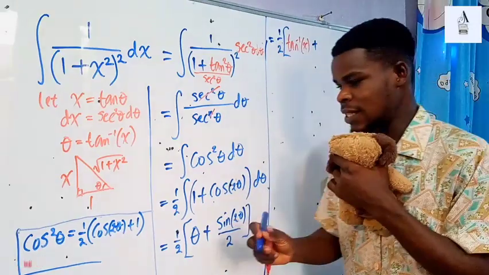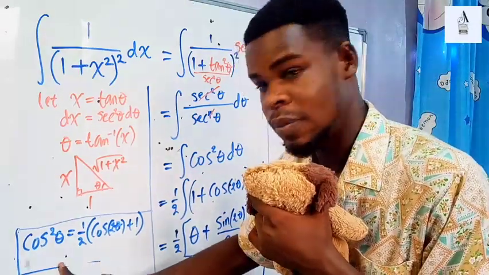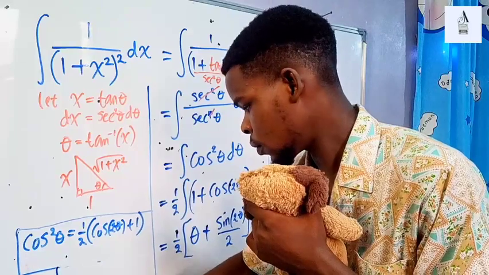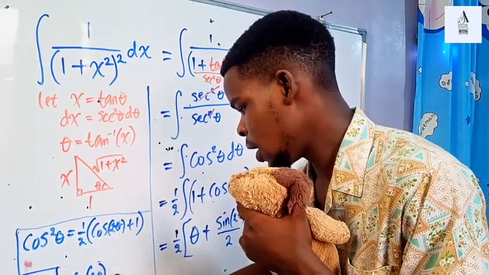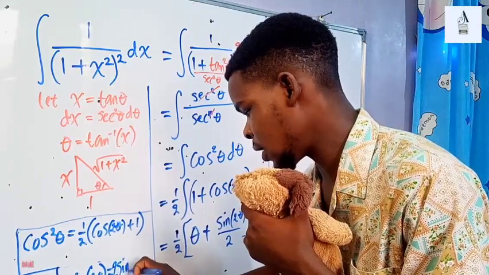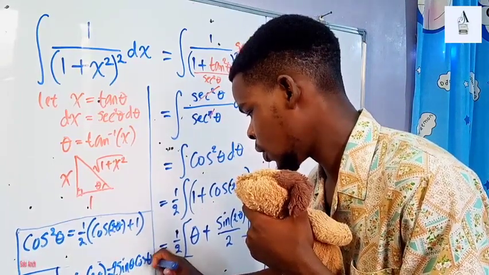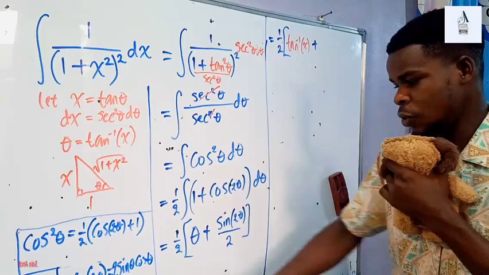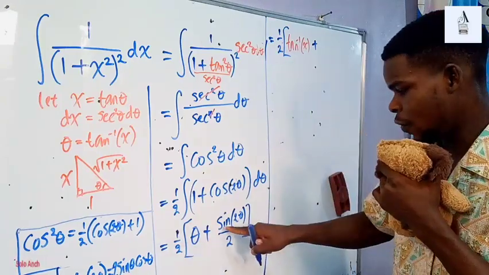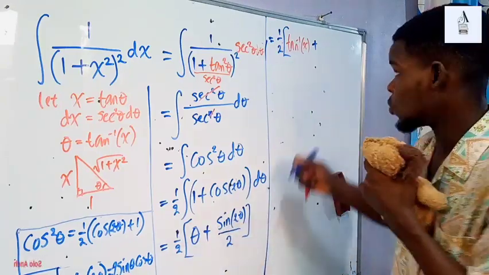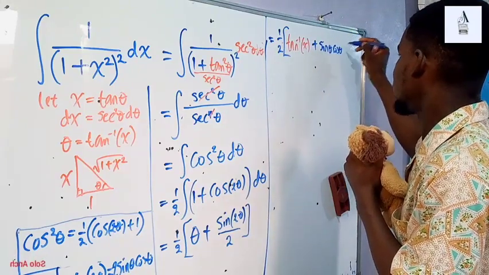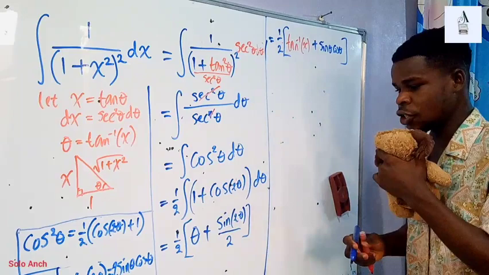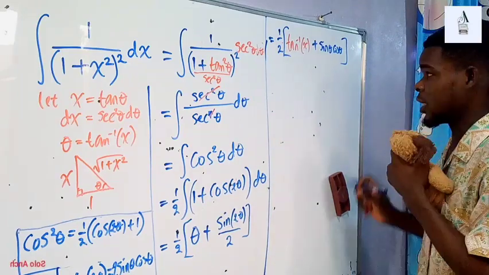Well, notice that sine of 2 theta, let me give a little note here. Sine of 2 theta is the same thing as 2 sine theta cosine theta, right? So in place of sine 2 theta, I'm going to put in 2 sine theta cos theta. So if you have 2 sine theta cos theta divided by 2, that means we are just going to have sine of theta times the cosine of theta. Okay, that's just from trigonometric identities. Anyway, you can check that out.